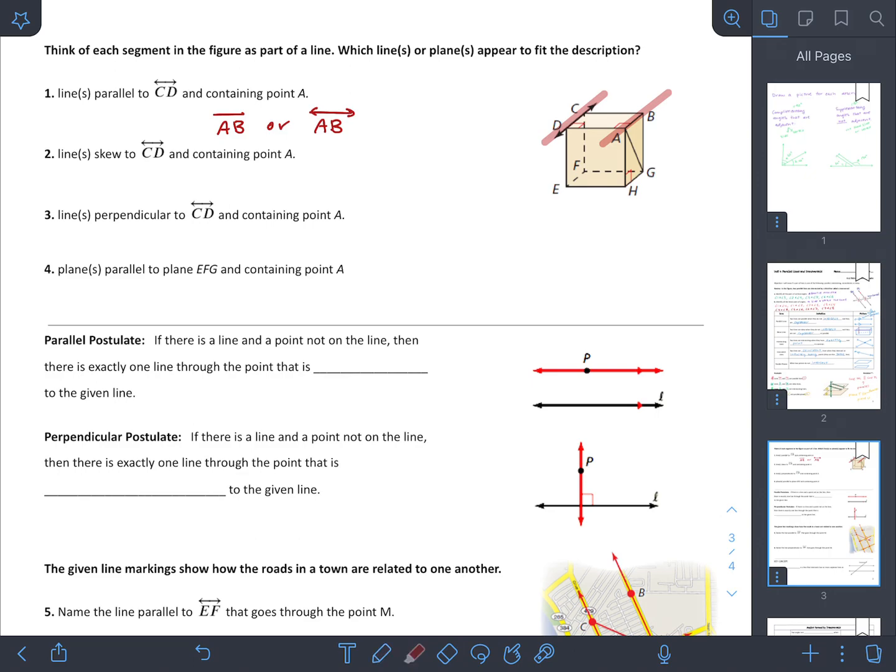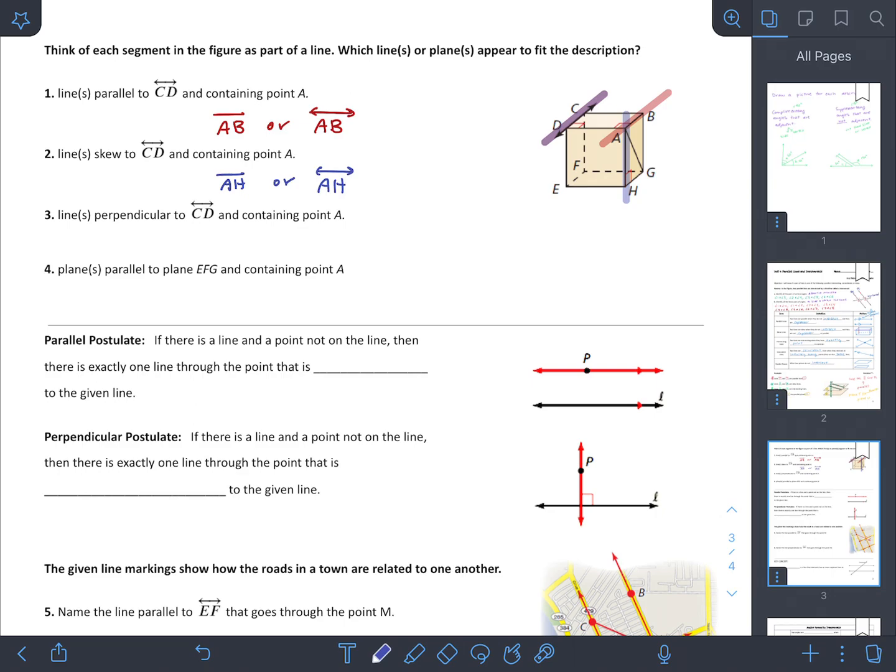Next, we're trying to find a line or lines that are skew to CD. So here's CD, that same one we started with before. And they contain point A. So a line that would be skew but also contain point A would be the line AH. Again, they're not parallel, they're on different planes, and they don't run into each other. So that would be that one. Again, we could say segment AH. Technically, it doesn't have arrows. Or if we wanted to assume that it's going to go on forever, I can call that line AH.